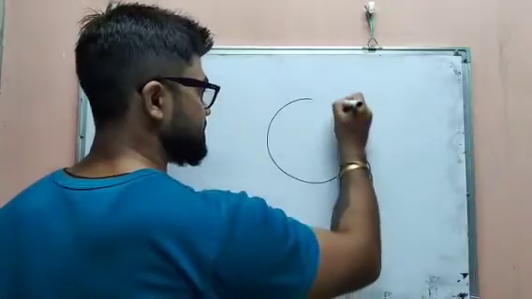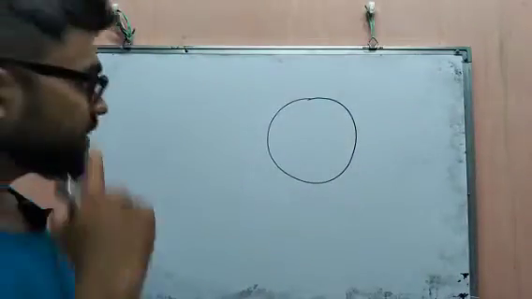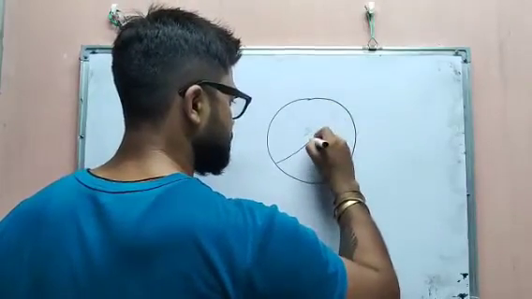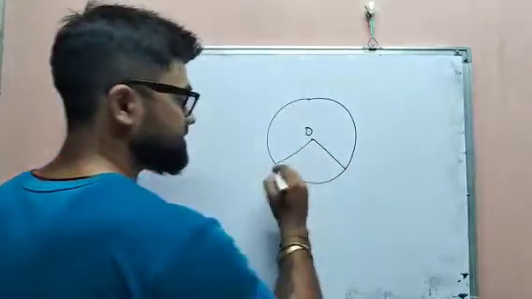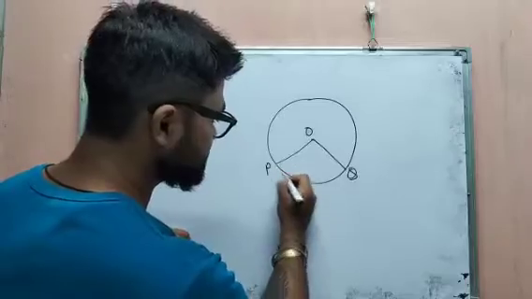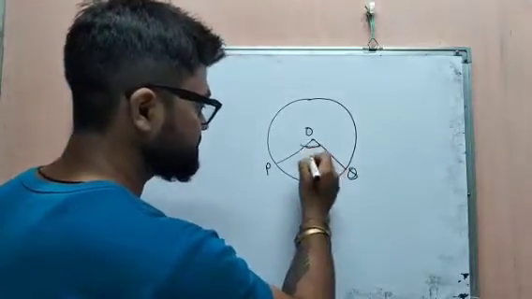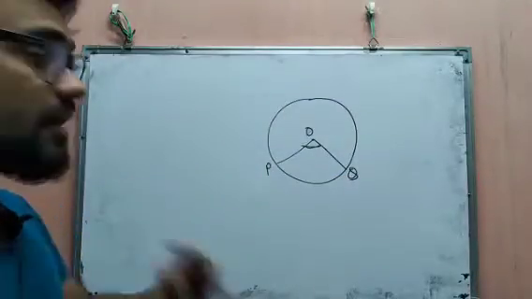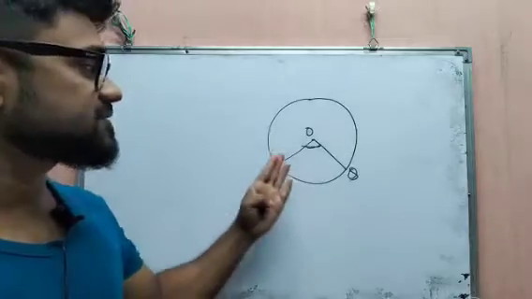First, theorem 10.8. What is given? The angle subtended by an arc at the center is double the angle subtended by it at any point on the remaining part of the circle. Consider a circle like that, where O is the center, and OP and OQ are the two radii. This arc, angle POQ, is the angle subtended at the center, which is double any angle subtended at any point of the circle.